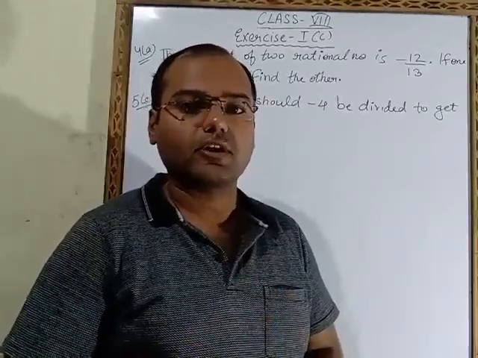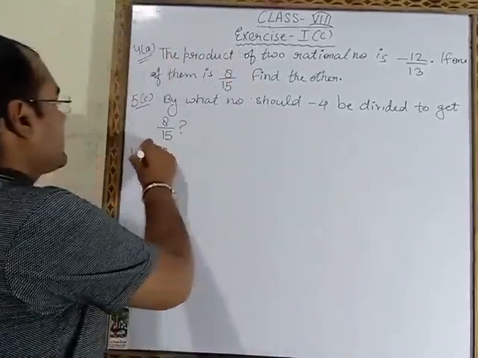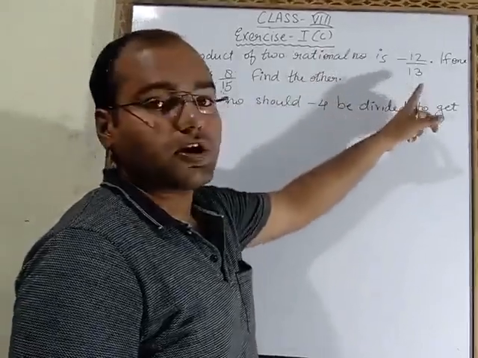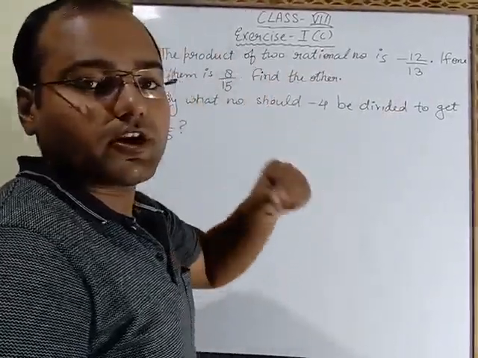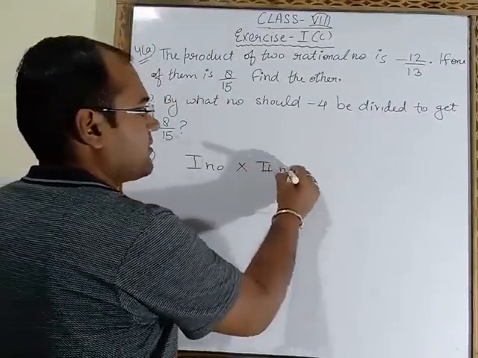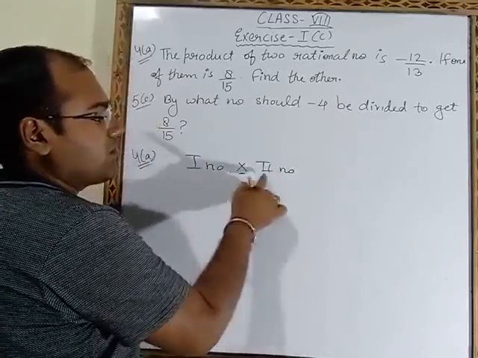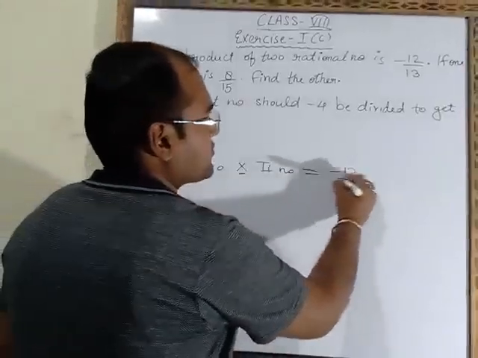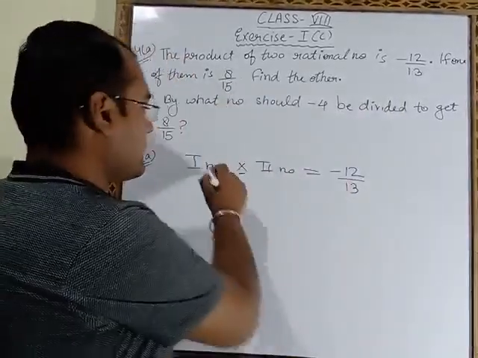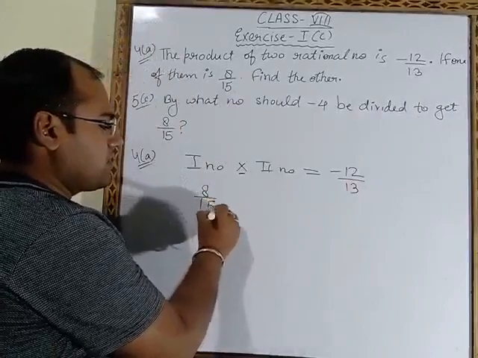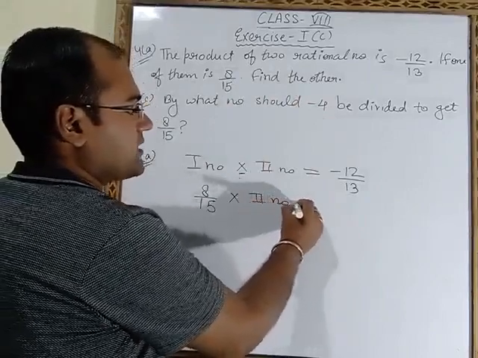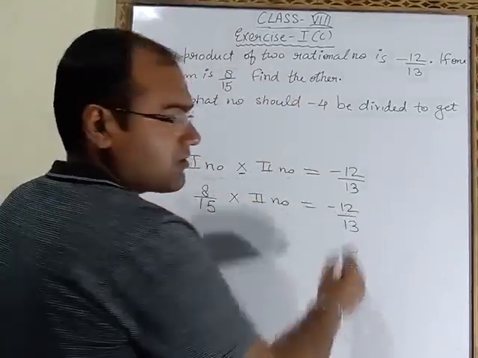Now see question number 4th, A part. The question is, the product of two numbers is minus 12 upon 13. Product means multiply. So that means first number multiply second number, and the answer will be minus 12 upon 13. If one of them is 8 upon 15, under the first number you have to write 8 upon 15. Multiply. Find the other. This second number we have to find. So the second number we will write, and it is equal to minus 12 upon 13.